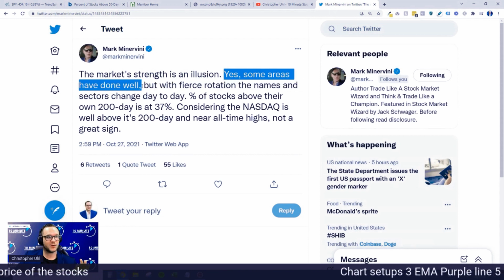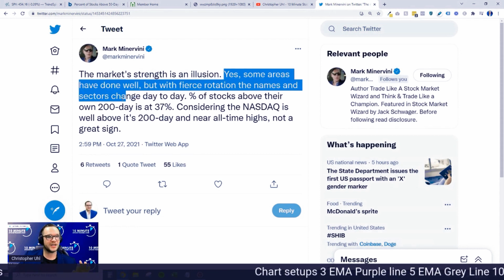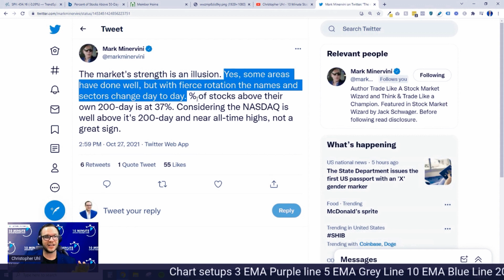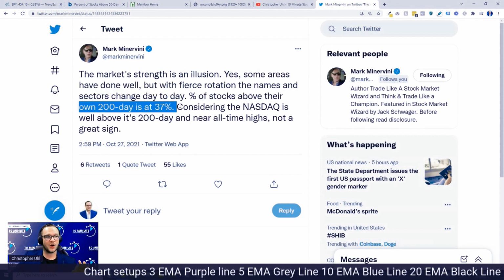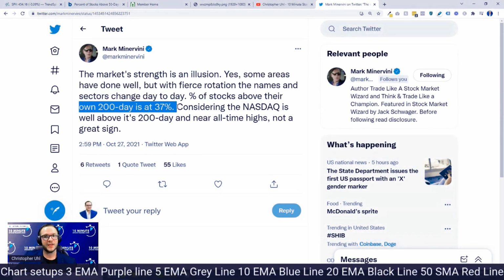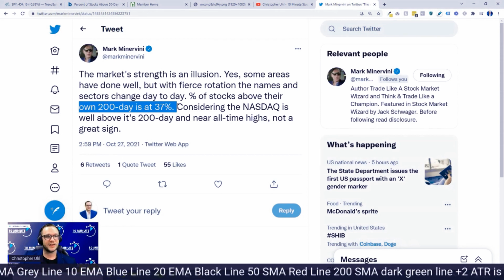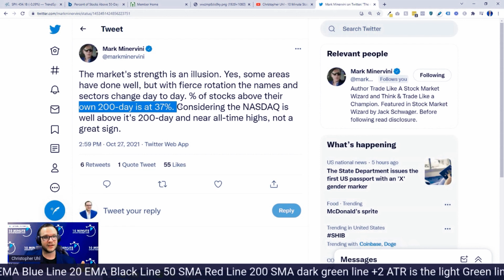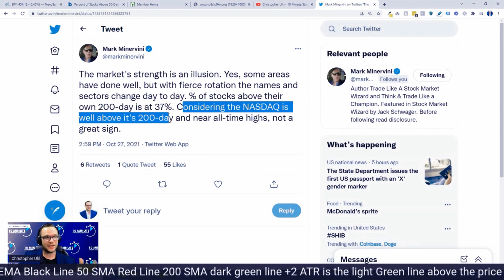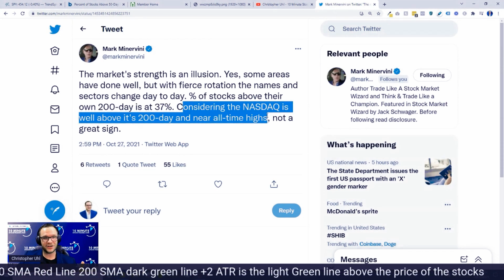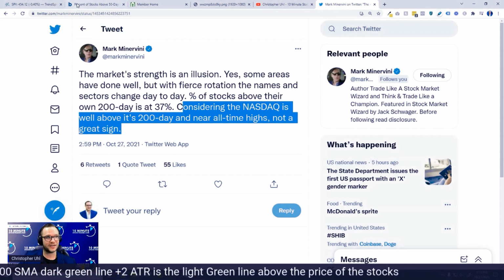Yes, some areas have done well, but with fierce rotation, the names and sectors change day to day. The percent of stocks above their own 200-day is 37. He's using the 200-day. I'm using the 50-day. The point is, the breadth is not there. Considering the NASDAQ is well above its 200-day and near all-time highs, that's not a great sign.